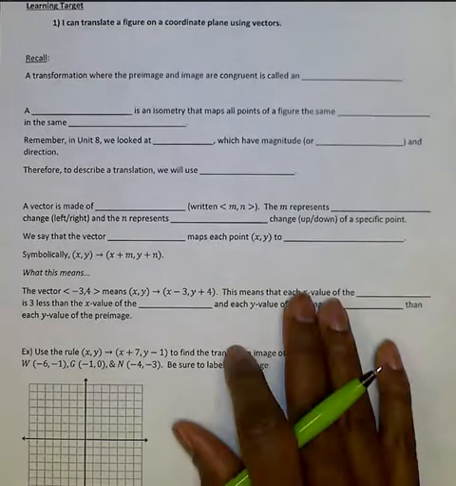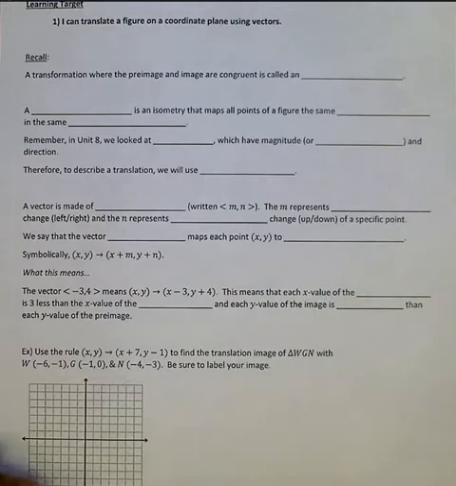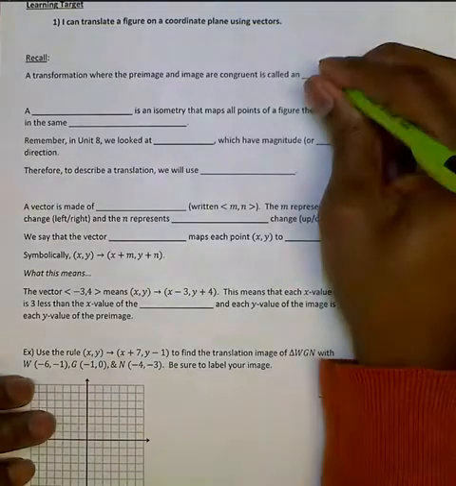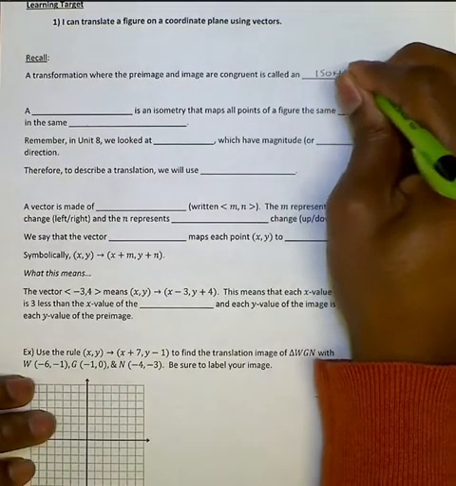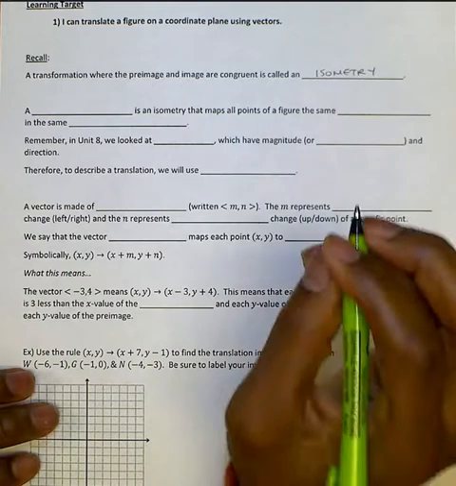Okay. Last time we did an overview of the different transformations that we'll see. And a transformation is where the pre-image and image are congruent. It's called an isometry. And so today we're going to talk about translations.